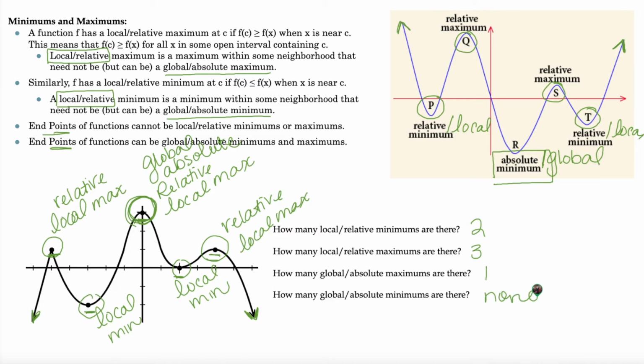And notice, because our range goes from negative infinity all the way to positive 3 on the y-axis, we always can get smaller. We'll always have another minimum. So there's never going to be an absolute minimum. We always can get smaller.